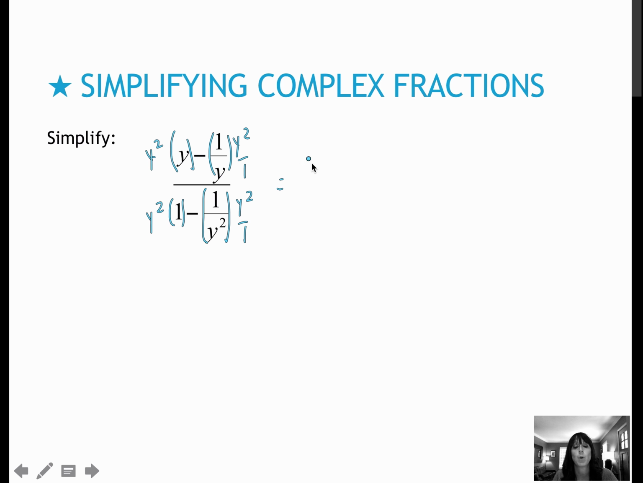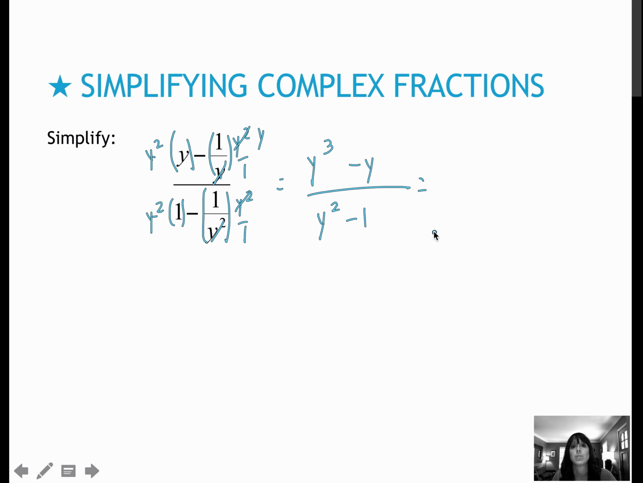Y squared times y is y to the third. Y squared, that's going to reduce with that 1y here. That leaves me with just 1y, so y cubed minus y. Here, y squared times 1 is y squared. Here, my y squareds cancel, and I just get minus 1.